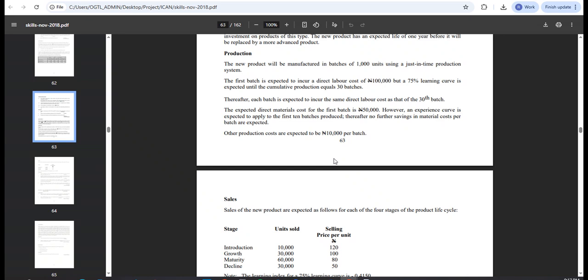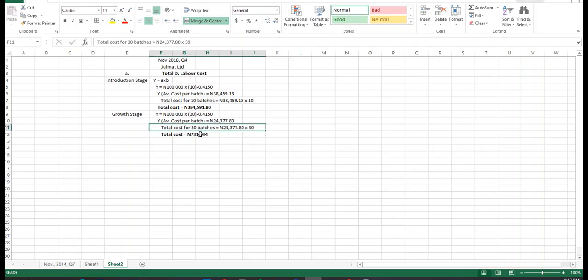Now, you see this 731 that we got. 731 is when we get to the 30th batch, right? Am I right, please? You're right, sir. 30th batch. That is the cost. What do we get if we are to do 29 batches? What will we get? For 29 batches, what will I get?